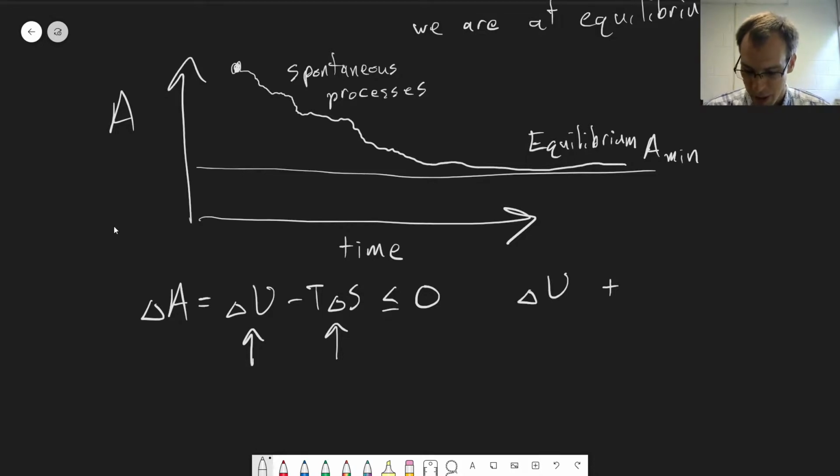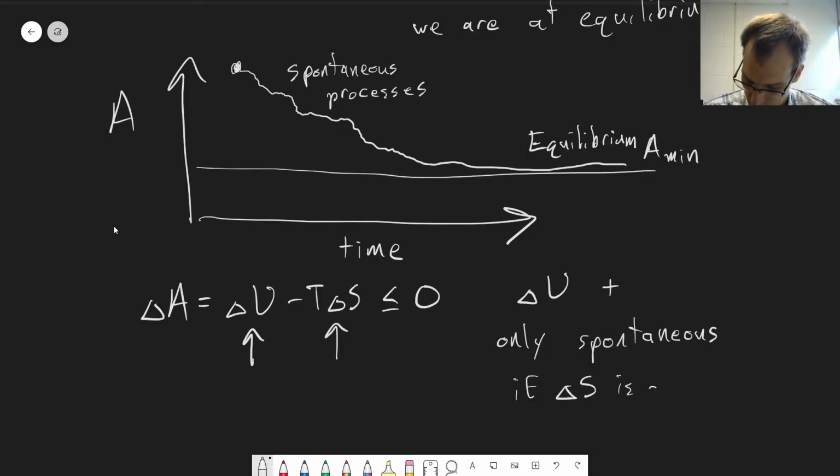If delta U is positive, the process can only be spontaneous if delta S is also positive, and large enough to offset that positive change in internal energy, because we have this balancing act between delta U and delta S. So if delta U is positive, delta S also has to be positive so that this whole term turns negative, and it has to be more negative overall, the T delta S, than delta U. So the larger the temperature is, the more the entropy is going to matter. The smaller the temperature is, the less entropy is going to matter.